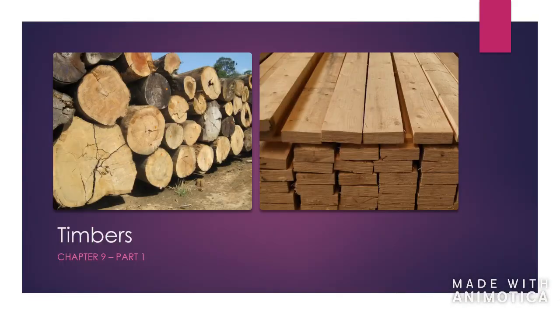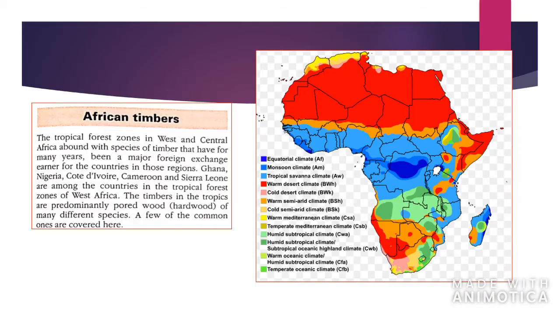Okay, so the first thing that we'll be going through is the African timbers, and these are found in the tropical zones. And if you look at the map right here, you'll see the tropical climate is mostly in the middle areas. So you'll find African timbers mostly in those greener areas.